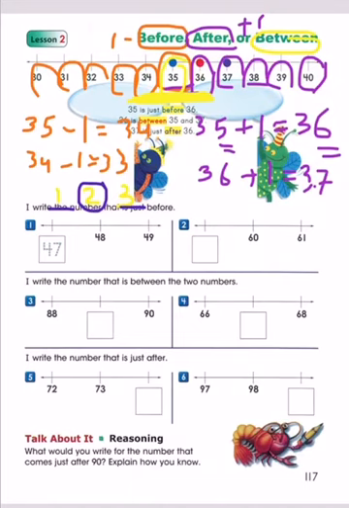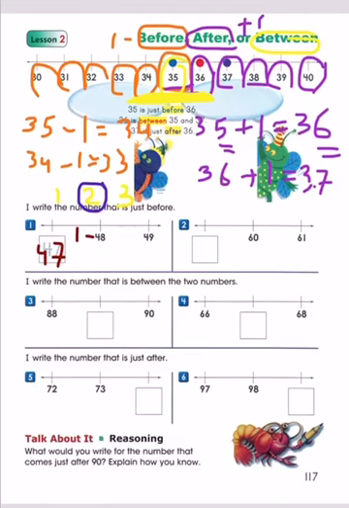Now we have some practice here. It says, write the number that is just before. It means before this number. We have 48 and 49. Before 48, which number comes? 47. How can we know? We minus 1. 48 minus 1 equals 47. So one number before 48 is 47.